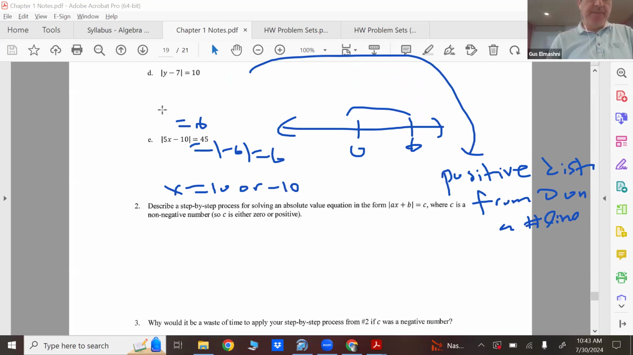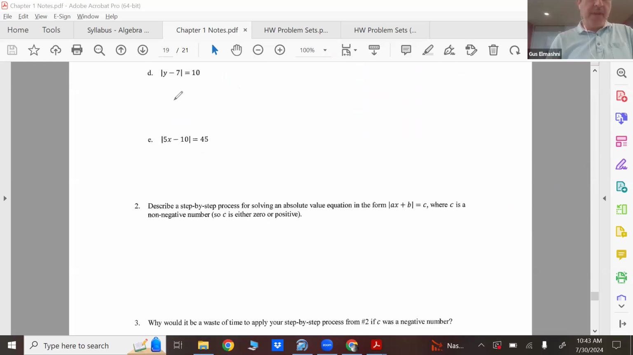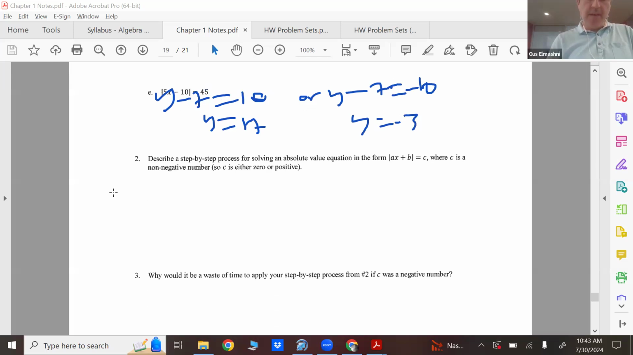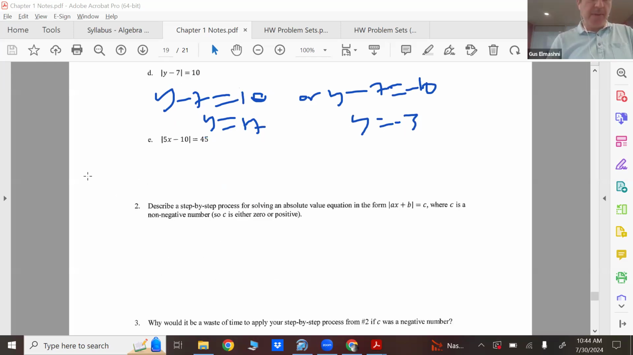For D, y minus 7 itself could equal 10, or it could equal -10. So that expression could hold two values. We'll talk about E next time as a class and solve D. It's pretty obvious that D is going to be y equals 17 and y equals -3. So it's two answers it holds. What the heck, let's do E for closure.